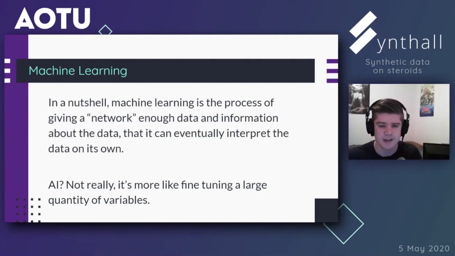Is it AI? Yes, in the terms that we currently talk about it today. Is it AI in the terms of robots that can take over the world? Not really. It's more like a fine tuning of a large quantity of variables. All of the variables that come in and data that comes in through an image is very complex, and there's a lot of them. Three or four variables per pixel, right? And so we need to fine tune a network to understand how to interpret that data so it can understand where people are and where cars are and so on and so forth.